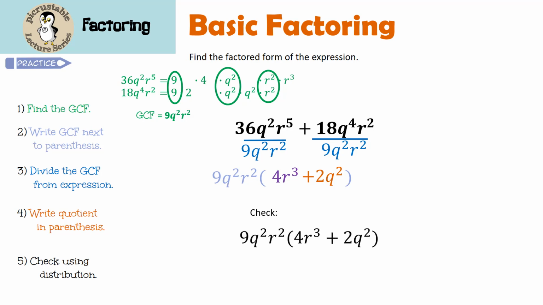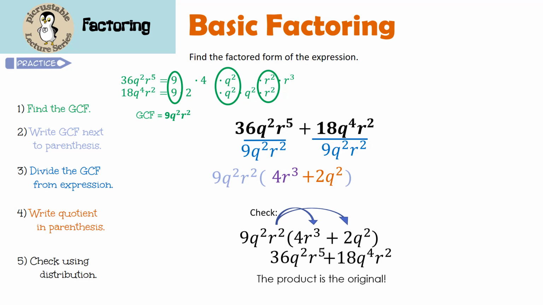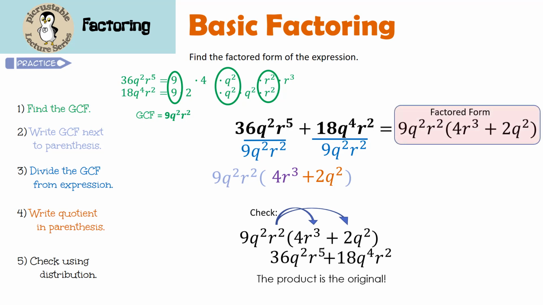So let's check. I'm going to use the distributive property. And we're awesome because the product is the original. So the factored form is 9q squared r squared times 4r to the third plus 2q squared. Cool.